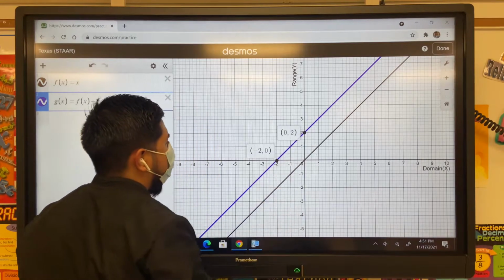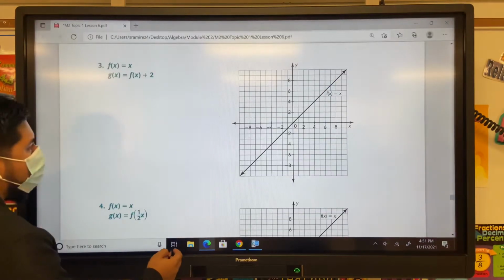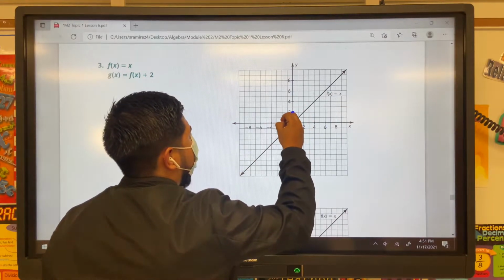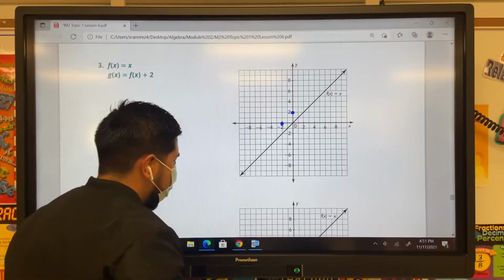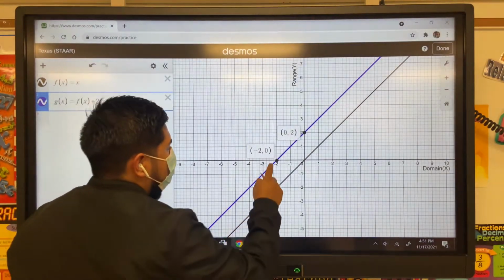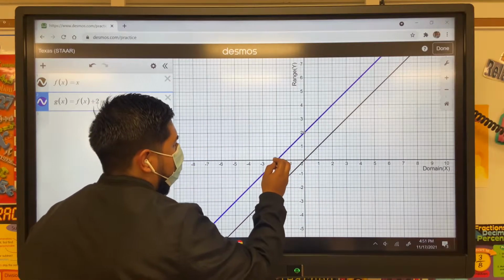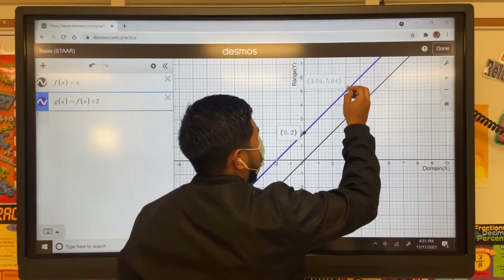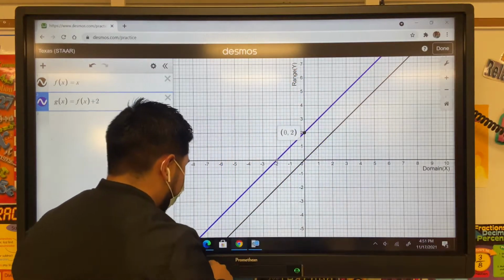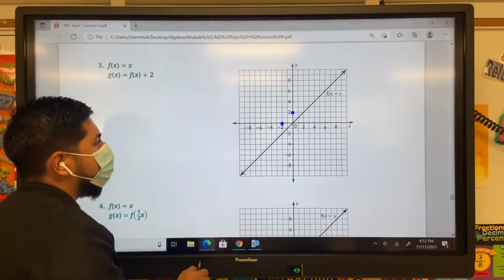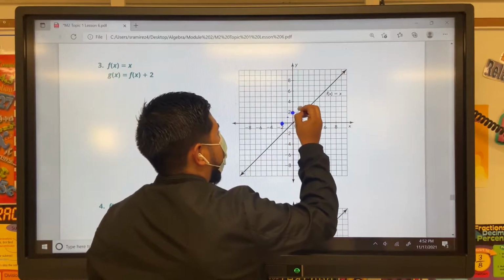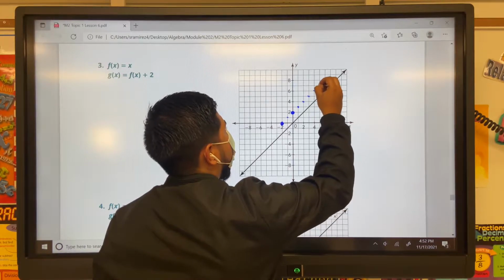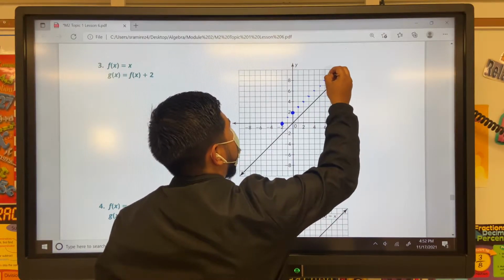Crossing 2 and -2. Okay, I'm going to plot that real quick. Of course, I'm only plotting it because these are regular numbers. These are whole numbers. I don't like decimals. After that, we could see that it's going up 1 over, up 1 over, going right here, boom, boom, boom. All points that I can plot very nice and easy. Plot them real quick, 1 over, 1 over, boom, boom.